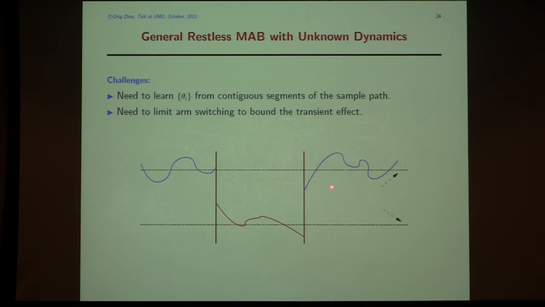So each time we come back, there may be a transient behavior. You will never always see the steady state if it's a finite amount of time. So in this case, we have to limit our arm switching to bound the transient effect. We cannot be switching out of the best arm a linear amount of time, or your regret cannot be bounded, because every time you come back, you will potentially suffer a transient effect.